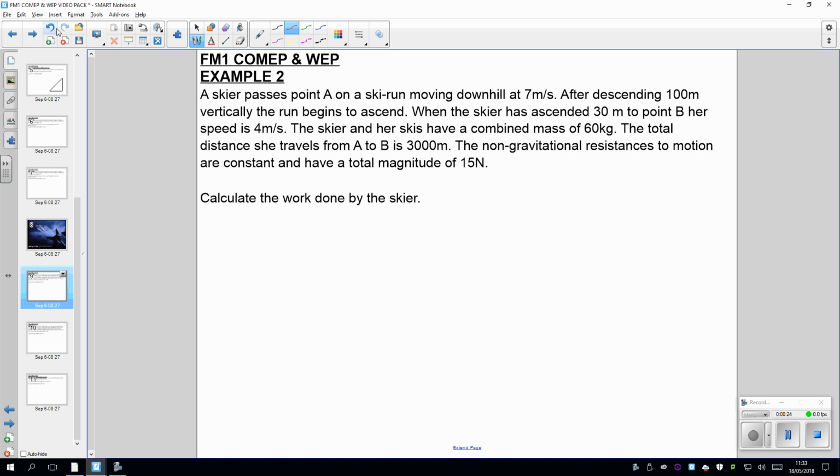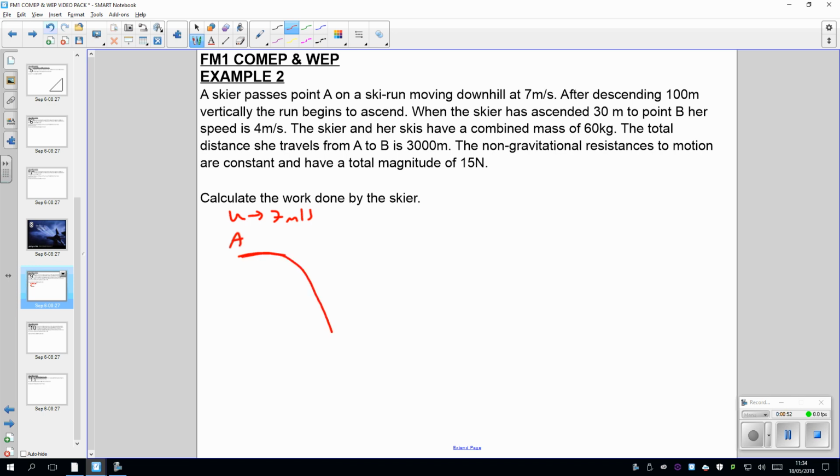A skier passes a point A on a ski run. So let's say this is A, yeah? Moving downhill at 7 meters per second. So 7 meters per second, that's what they start with. After descending 100 meters vertically, the run begins to ascend. And when the skier has ascended 30 meters to the point B, her speed is 4 meters per second. So u is our initial, 7 meters per second.